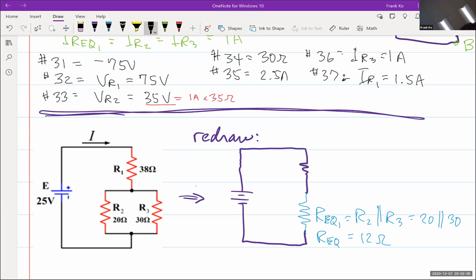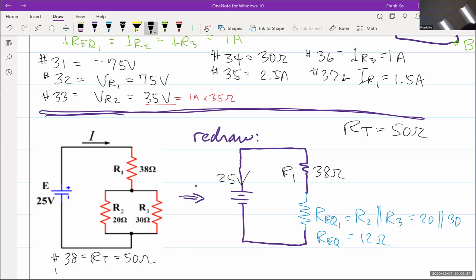And then in the original schematic, my R1 is 38 ohms. So if my R1 is 38 ohms, my REQ is 12 ohms. What is my RT? 50 ohms. And my voltage source is given as 25 volts. So the very first thing we should have for number 38, we should have RT is equal to 50 ohms.